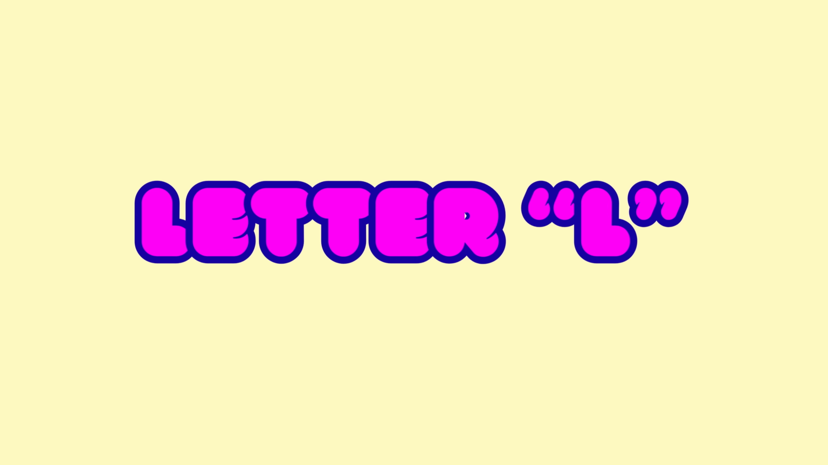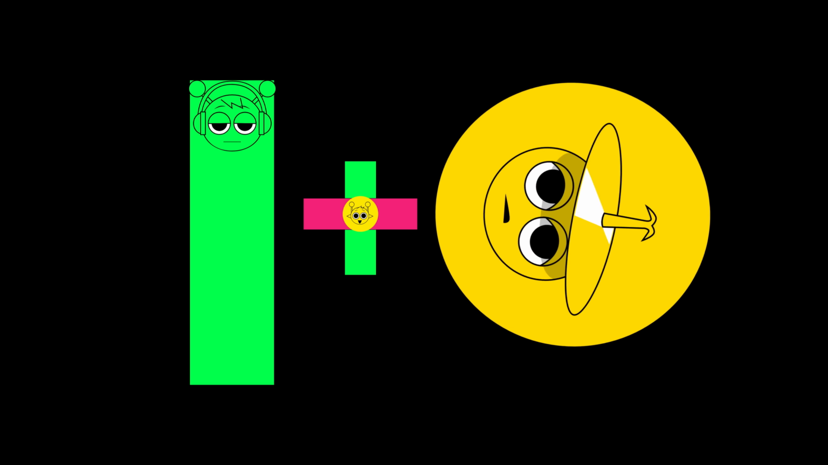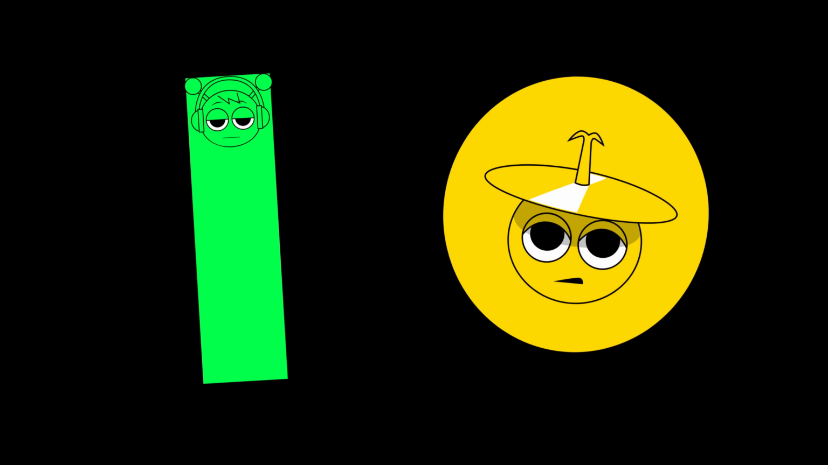Next, make the alphabet letter L. Rectangle. Plus. Circle. Look at the rectangle and the circle. When we put them together, they make the letter L.